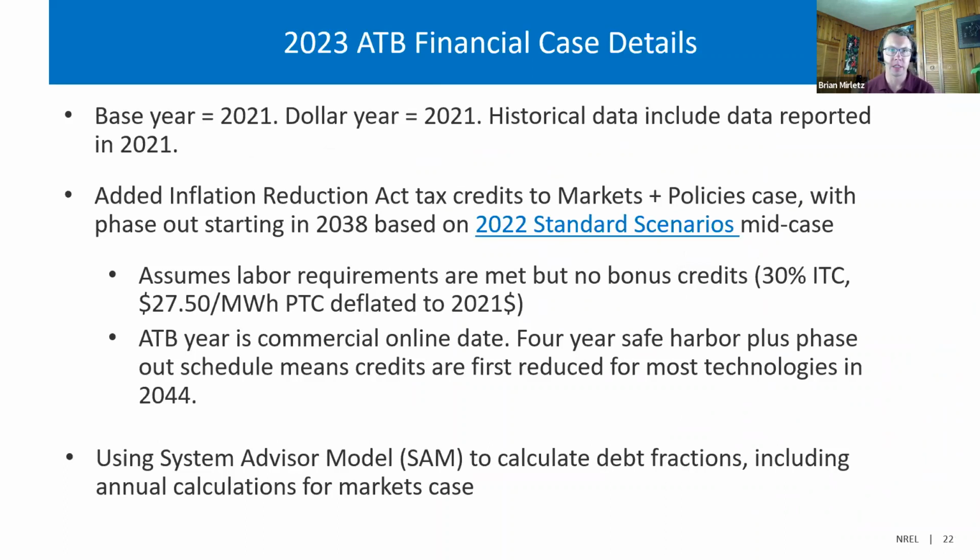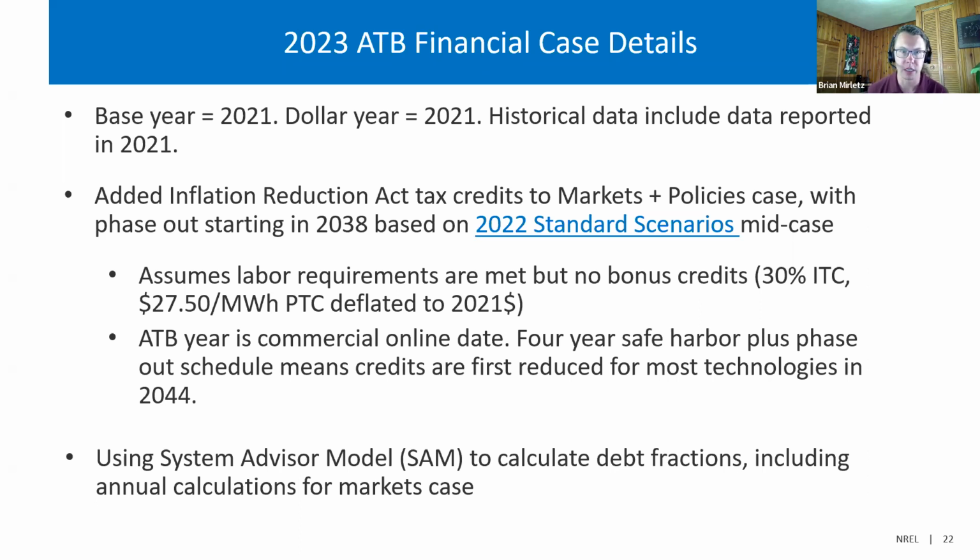Within the financial cases, the base year, as mentioned previously, is 2021. That also means the dollar year is 2021. So all data in the 2023 ATB that have units of dollars are reported in 2021 real dollars. The markets case includes the Inflation Reduction Act tax credits. We assumed that the tax credits phase out in 2038 based on when the 2022 standard scenarios mid-case hit a 75% reduction in greenhouse gas emissions from the electricity sector.